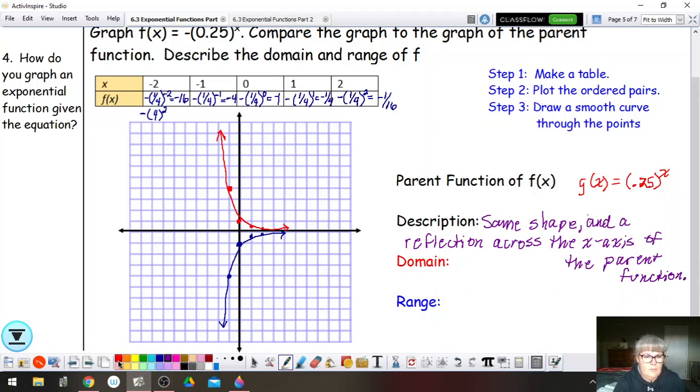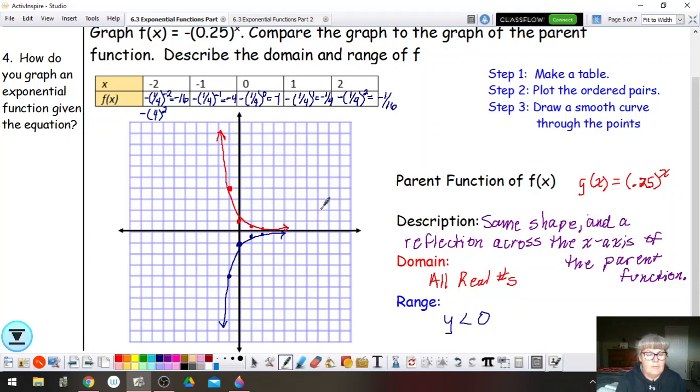The domain, remember domain is all of the x values. That's going to be all real numbers again. And we're looking for the range of our blue curve, the curve of negative 0.25 to the x. And that curve is completely below the x-axis. So that's all of the y values less than 0. So if we have a negative a value, we're going to be reflected across the x-axis. When b is between 0 and 1, we have this curve that's actually decreasing.